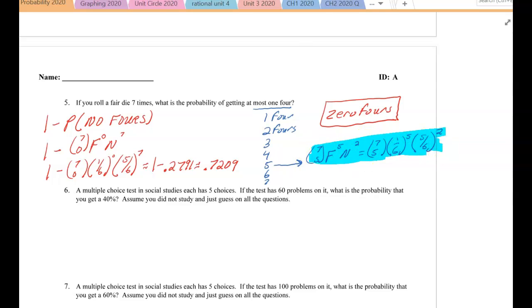Then you would have to repeat that for getting 6 4s, 7 4s, 4 4s, 3 4s, 2 4s, and 1 4. And you would have to add up all of those numbers. But it's a little more efficient to calculate no 4s and then do 1 minus that.